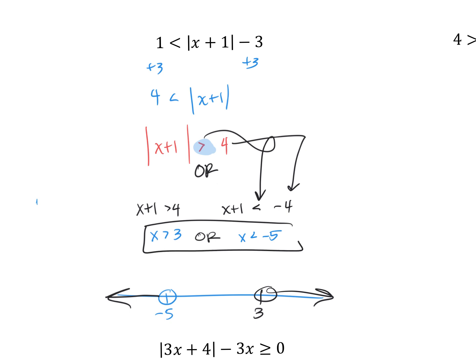We cannot write this one all fancy, meaning I couldn't put it like this: x is less than negative 5 or greater than 3, because when you do that, that's signifying it's in between. But less than negative 5 is this way, and greater than 3 is that way. So we don't write it fancy.